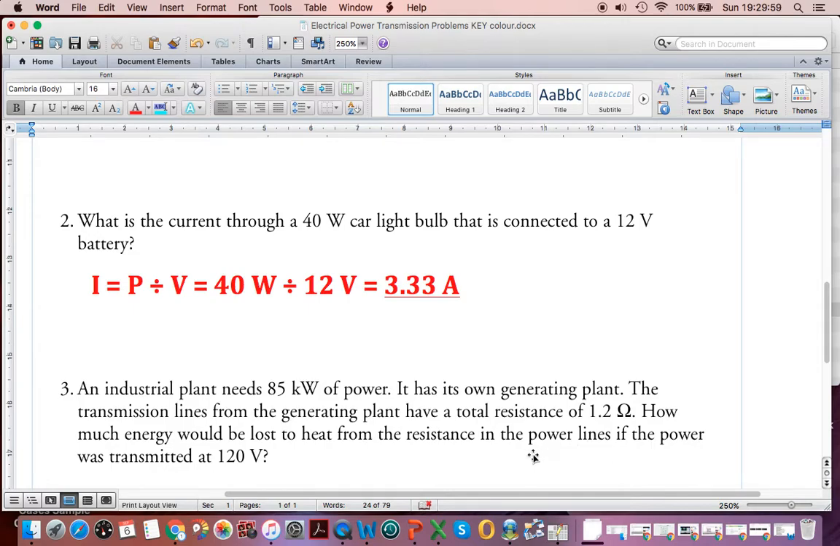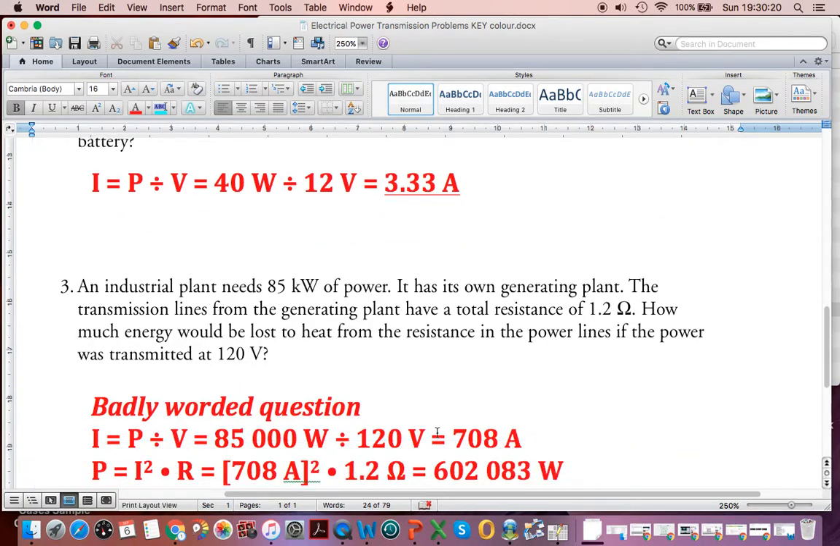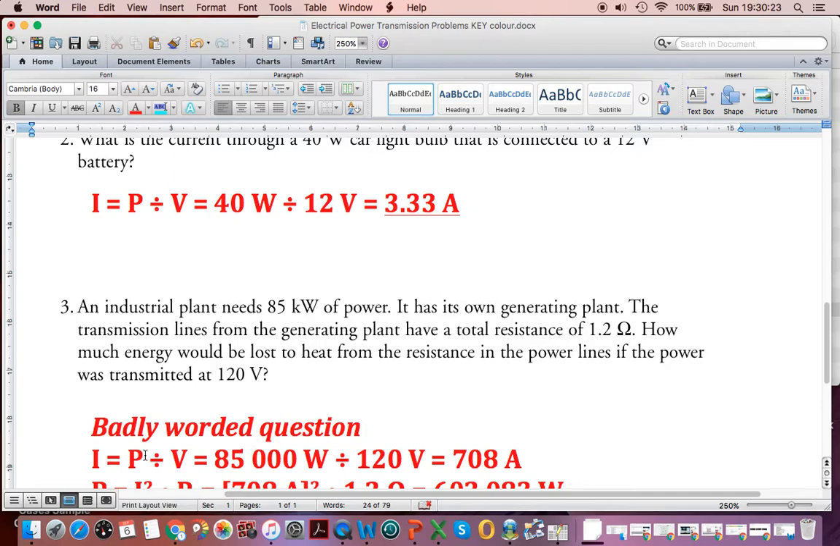Here we have the industrial plant, so now they put in big numbers, kilowatts of power, we know that's a P there. Total resistance 1.2 ohms, so we put an R there. Then we care about energy, and we care about power. And it's told about, well, we don't care about power, but we do know it's 120 volts. So it's a terribly worded question. So first of all, I equals P divided by V. We can determine the current. So 85 kilowatts, kilo means 1,000, that's why it's 85,000 watts. We divide by 120 volts and we get 708 amps.